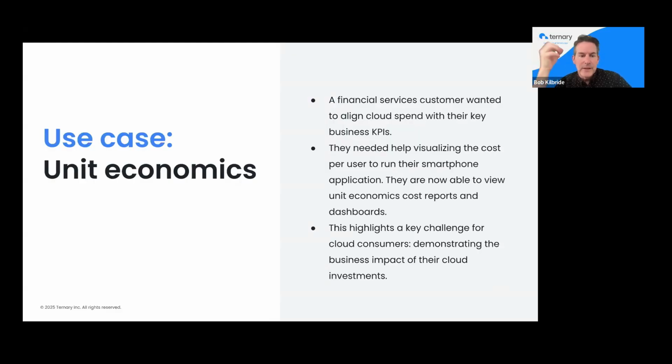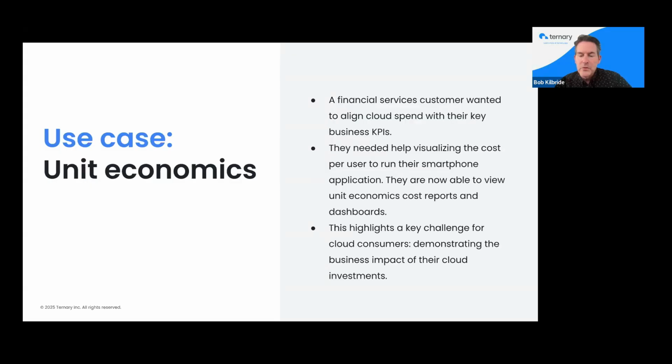An example of unit economics that we've run across is a financial services customer. They wanted to align their cloud spend with the key business KPIs, and they were launching a new modern smartphone application. They redid their application and were relaunching it, and they wanted to view unit economics, costs, and dashboards per user of their smartphone app.